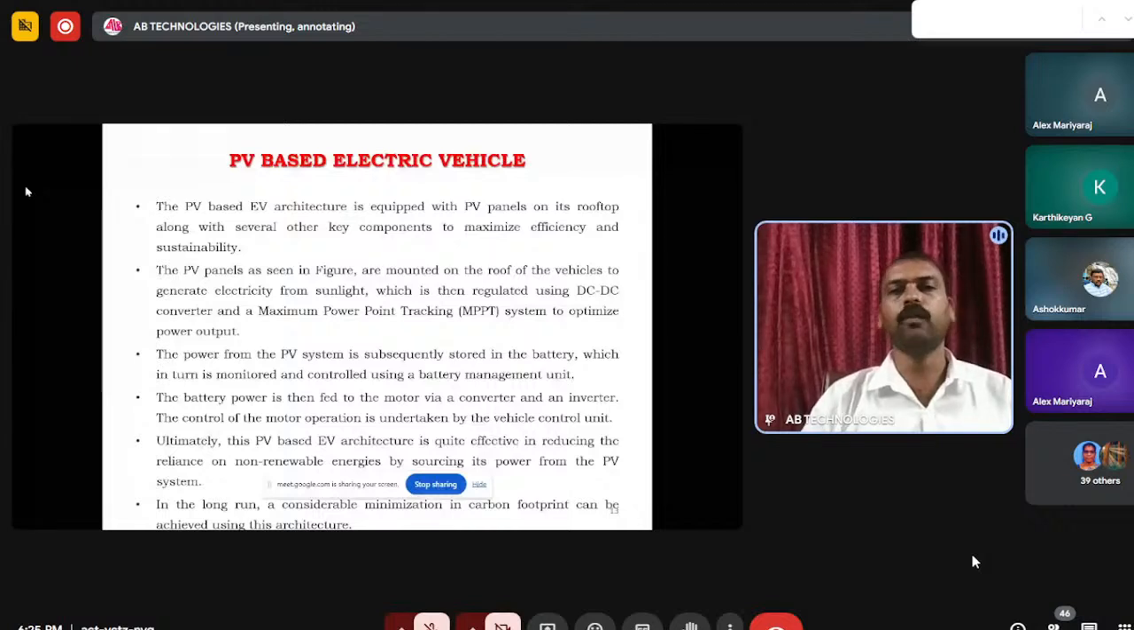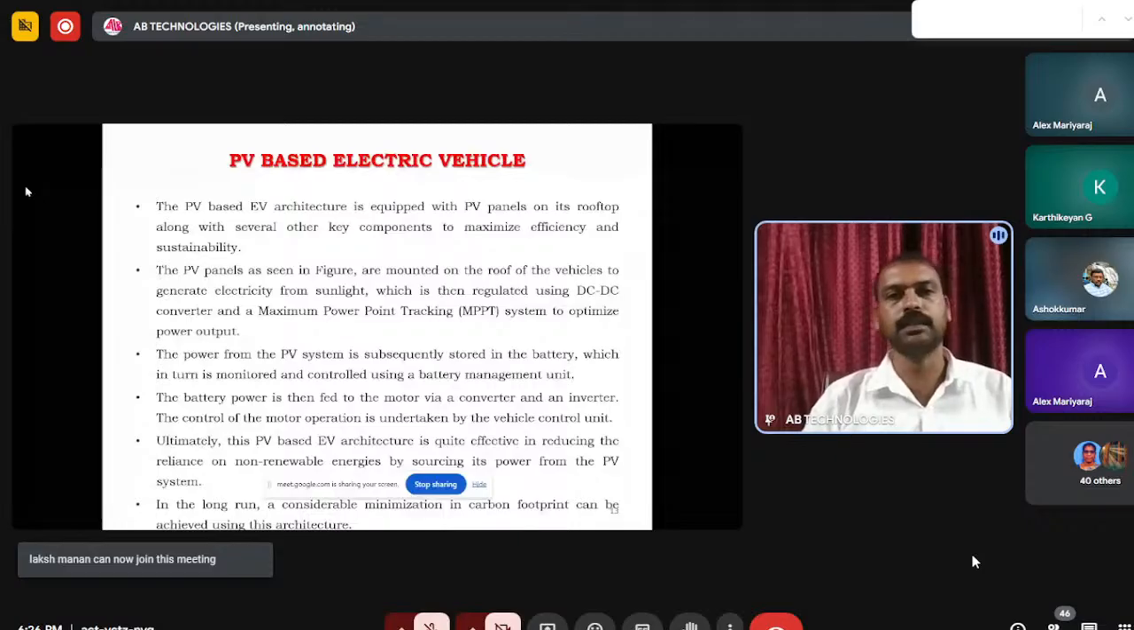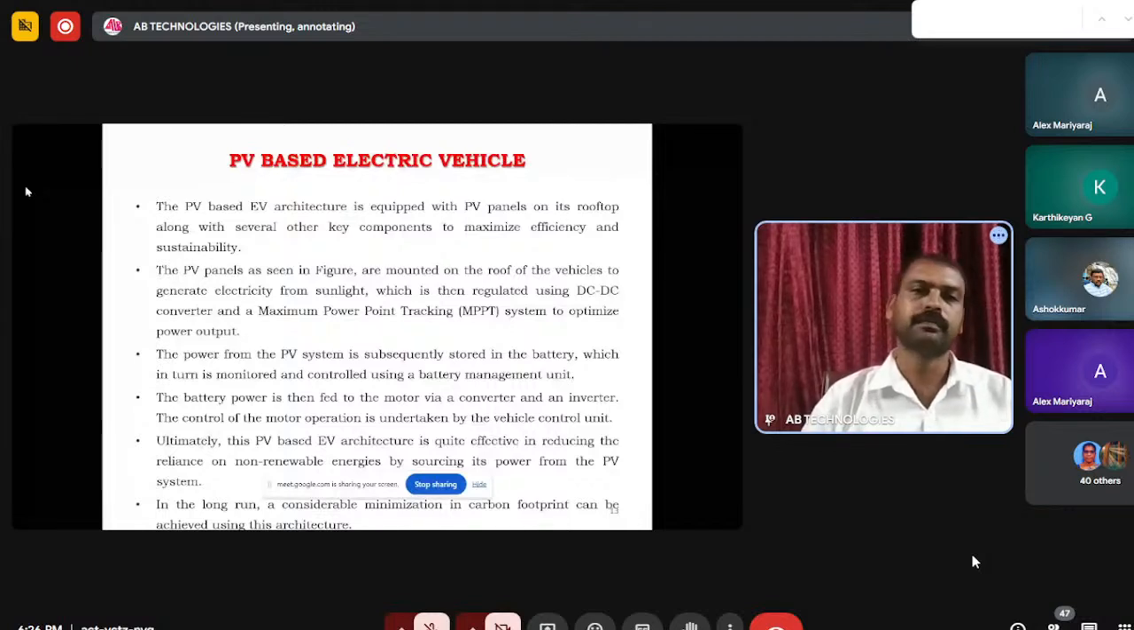For that, first we have to stabilize the output voltage. So we need one DC to DC converter with the help of an MPPT algorithm. In short, it is known as a charge controller. All of you know the term charge controller. That charge controller consists of a DC to DC converter and the maximum power point tracking algorithm. These two together achieve MPPT, tracking the maximum power from the PV system.